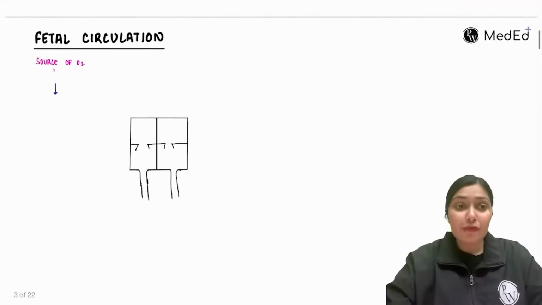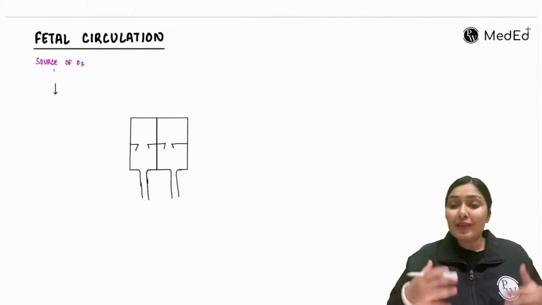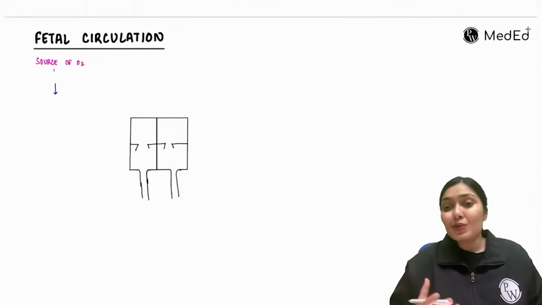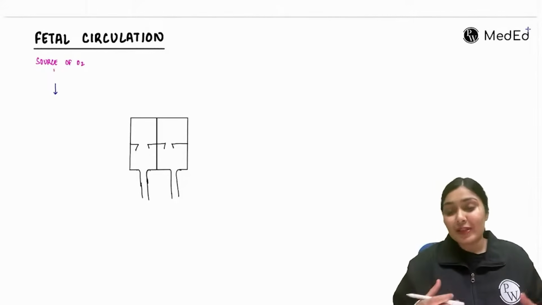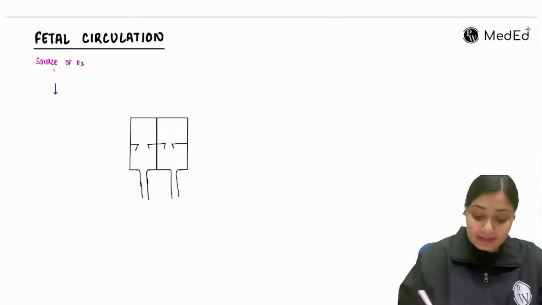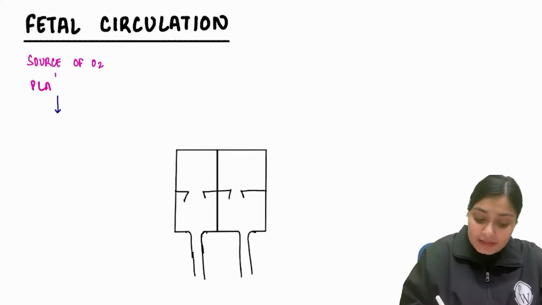With the topic of fetal circulation. So what is fetal circulation? When the child is in the womb of the mother, the lungs are not functional. So what is the source of oxygen for the fetus inside the womb of the mother? The source of oxygen is nothing but the placenta, right? When the child is in the womb, the source of oxygen is the placenta.